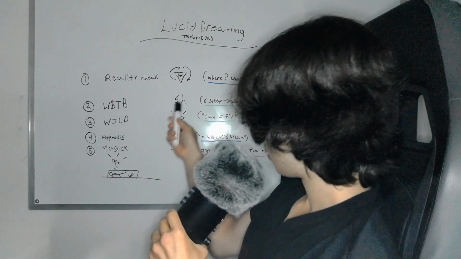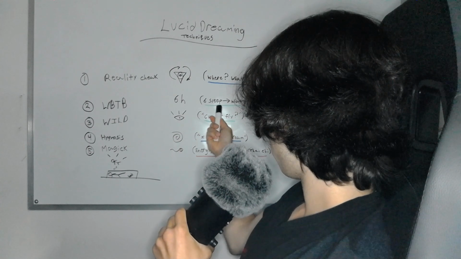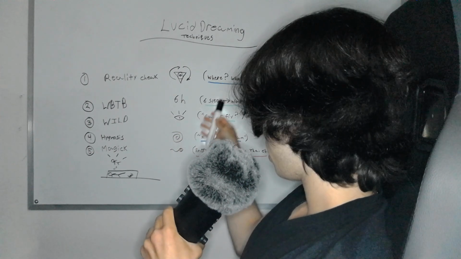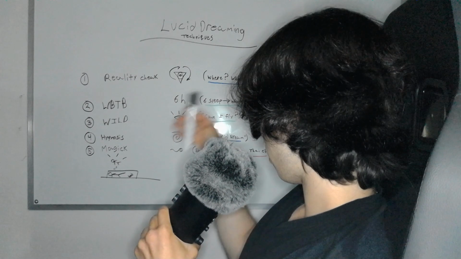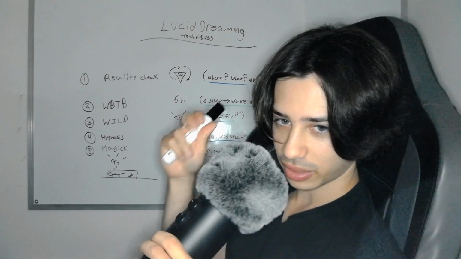So, concept here is sleep 6 hours. Sleep for 6 hours, and then you'll hit the cycle of sleep that is going to be aligned with REM sleep after you wake up from that 6 hours.